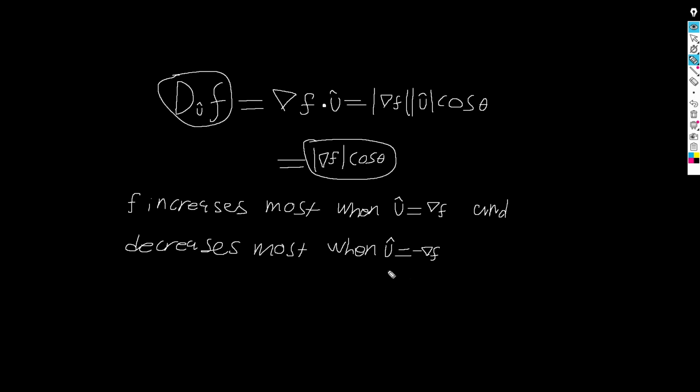So now we can say that f increases most when we're taking the derivative in the direction of grad f, and decreases most in the direction of minus grad f. This is a very, very important result to show why the water streamlines are perpendicular.